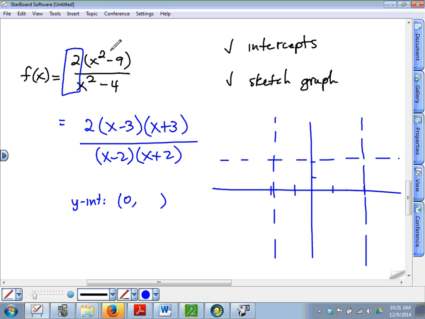So in the numerator, 0 squared minus 9 is negative 9, times 2 is negative 18. 0 squared minus 4 is negative 4, so that's 9 halves. So the y-intercept is (0, 4.5). 1, 2, 3, 4, 4.5. There you are, right up there.